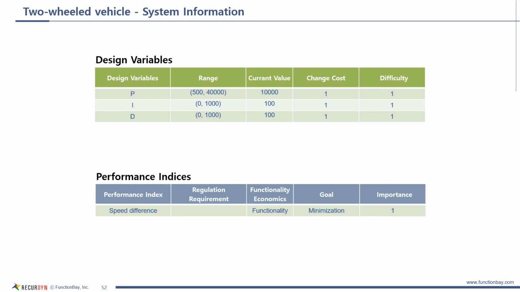The design variables are PID of the controller. Please note that the initial design was slightly tuned manually in order to focus on the optimization of the gain values. Only one performance index is used. The velocity difference is the only objective. The safety was not used as a constraint, but if it is needed, for example, the position of the driver can be used as a constraint.